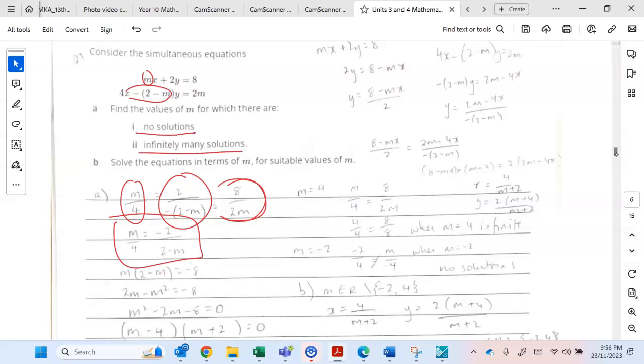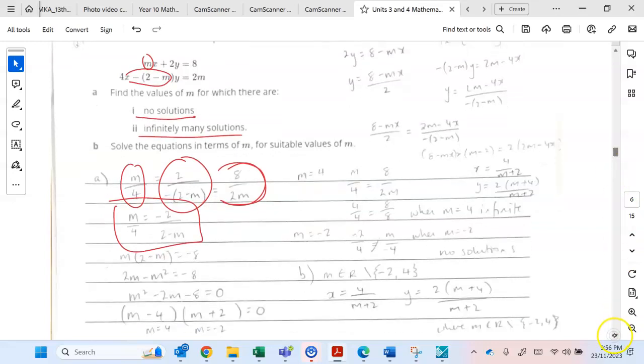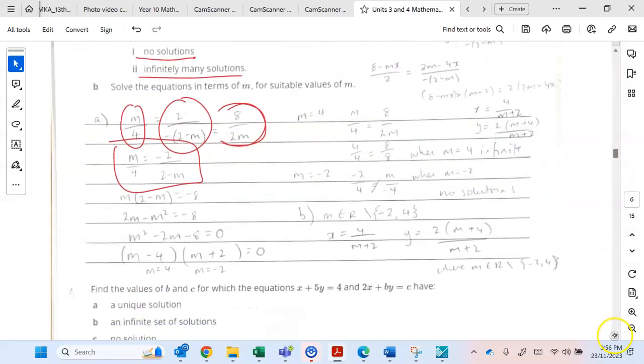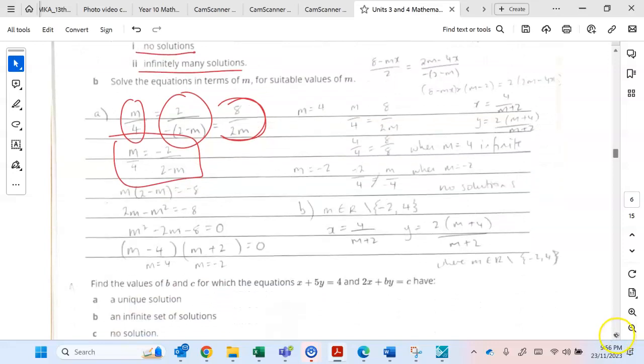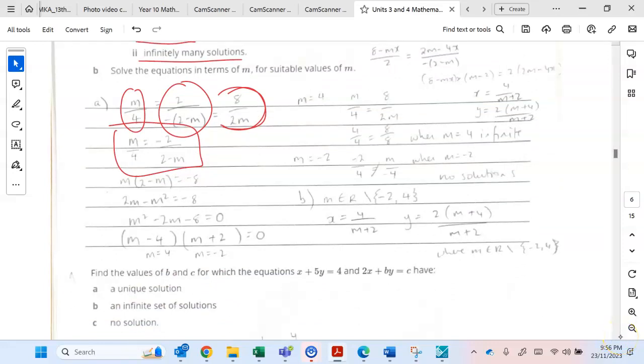So I'm going to go a bit slower with this one because I feel like I'm going too quickly. So hopefully you understand what I've done first of all. The coefficients of our x, so m over 4, is equal to negative 2 over 2 minus m.